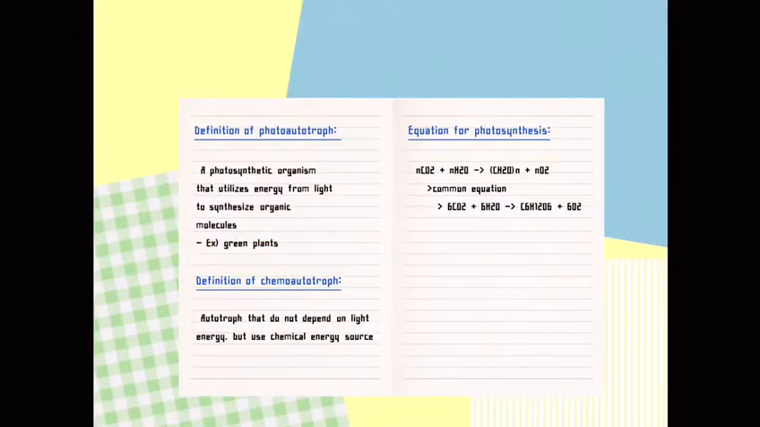Hello everyone, today I'm gonna talk about photosynthesis. First, let's start with some definitions that you should be aware of in this chapter. I recommend you pause the video and write down these two definitions. Also, you should recall your knowledge of the equation of photosynthesis.